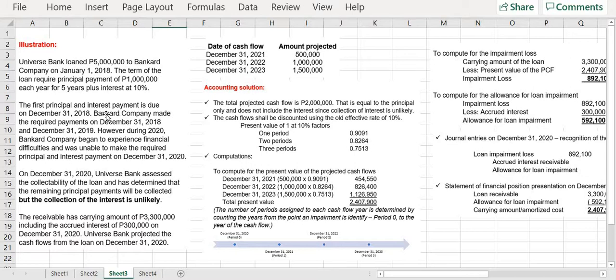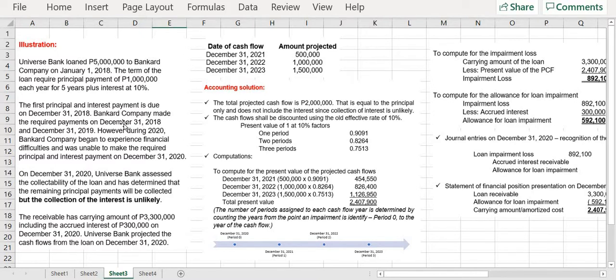However, during 2020, bank card company began to experience financial difficulties and was unable to make the required principal and interest payment on December 31, 2020. So yung nangyari is that in 2018 nakapagbayad pa si bank card company, as well as in 2019. So nakapagbayad siya ng 2 years, no? That's 2 million. Okay? Plus interest yun siya, of course.